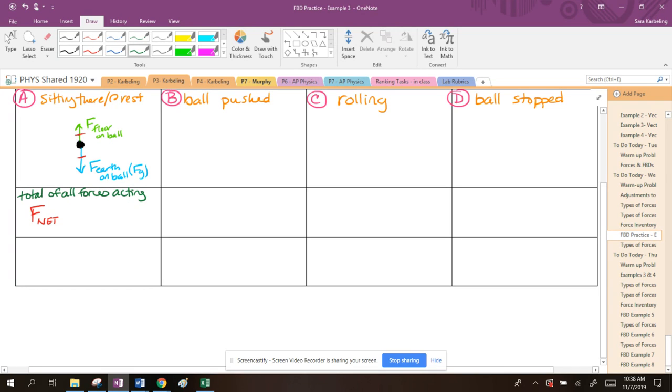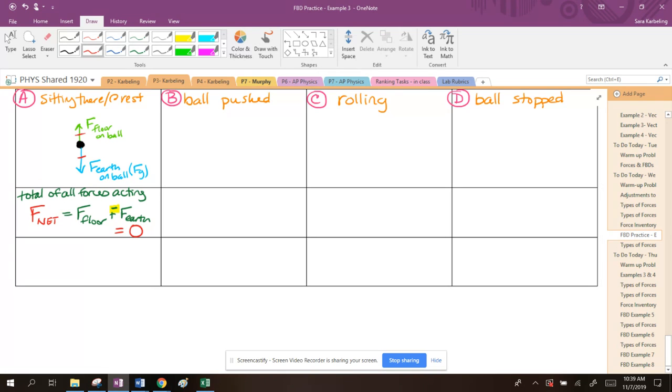So if I add up the floor force and the earth force, what are they going to add up to, friends? If I write this out, I've got the force of the floor and I've got the force of the earth. And I notice that the force of the earth is going in the negative direction, isn't it? You told me that they're the same size in opposite directions. That means that they should add up to 0.